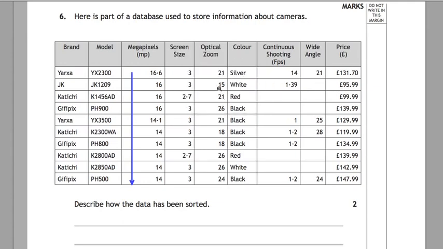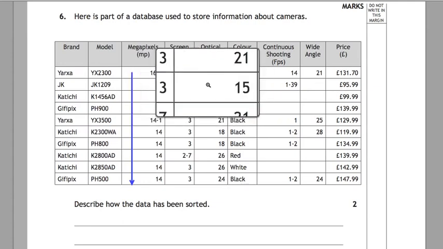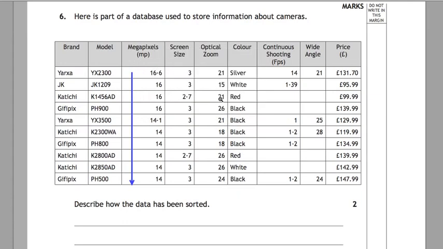15, 21, 26, so that could be, sorry, if you think 21, 15, 21, 26, it's ascending, but if we go further down, 18, 26, 26, but now it's back down to 24, so this one can't be, and that's a giveaway. If you look, that's getting higher and higher and higher, and then it's low down again.